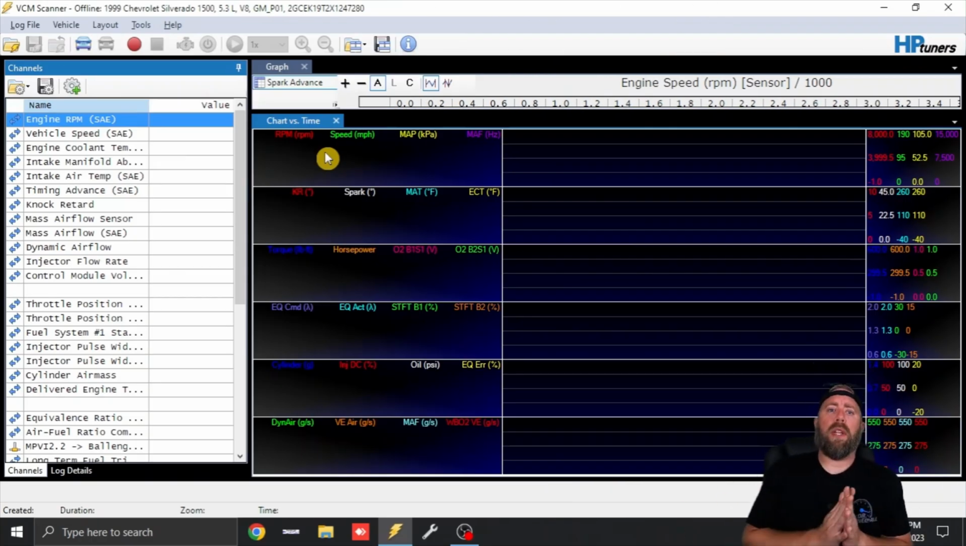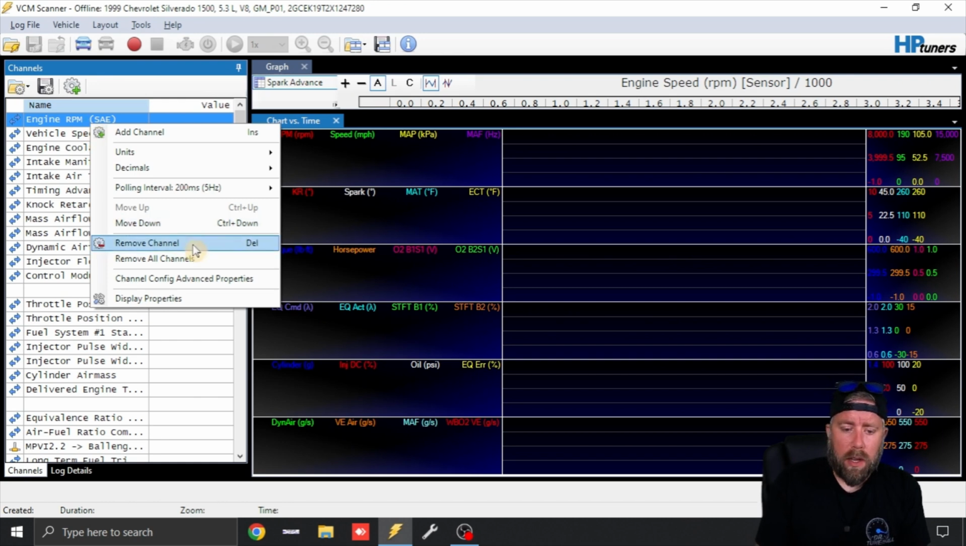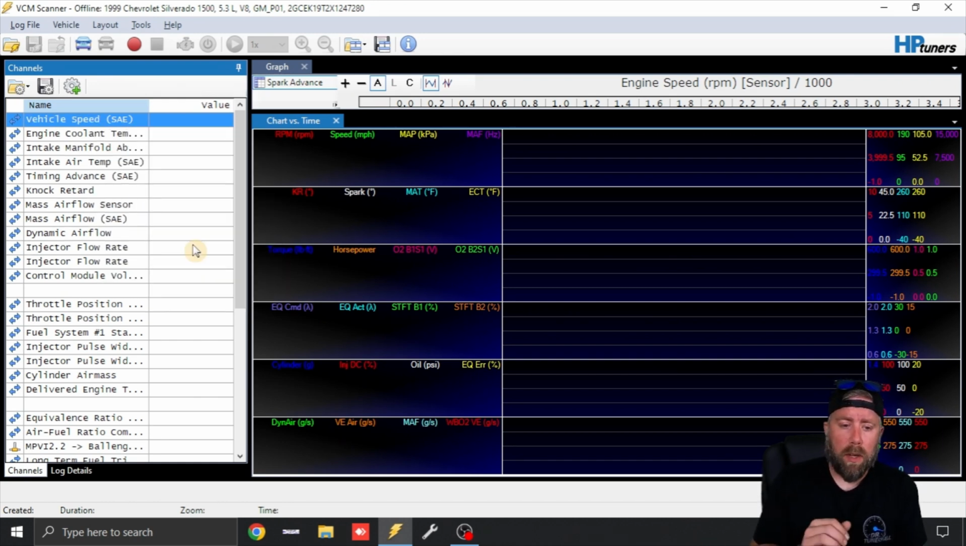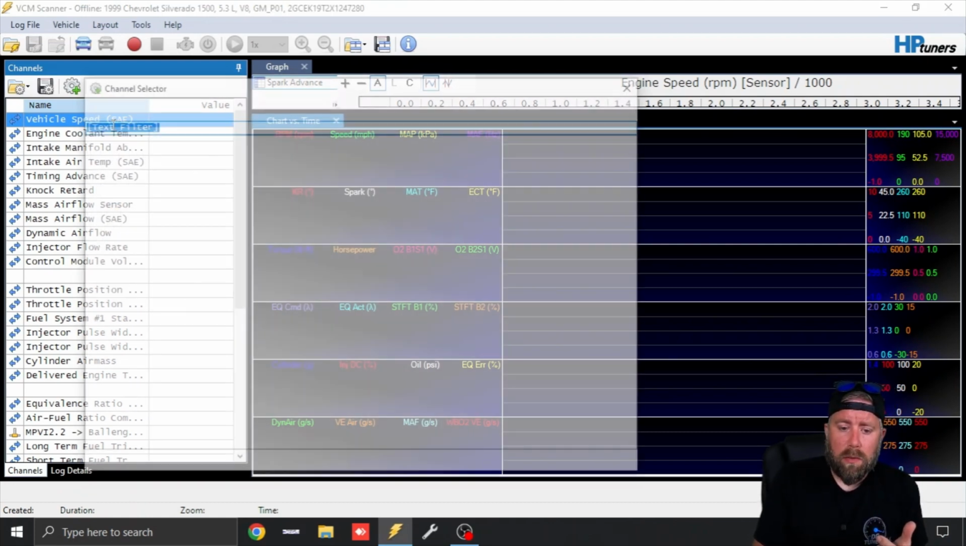All right, so the first thing we need to talk about is how to add or remove a channel. We're going to go over here to our channels list, on the left-hand side. We can just go in and remove one. We've got engine RPM pulled up. If you want to remove it, you can right click it and hit remove channel, or you can just hit the delete button. So we'll remove it and let's go ahead and add it back. To add it back, we're going to right click and hit add channel.